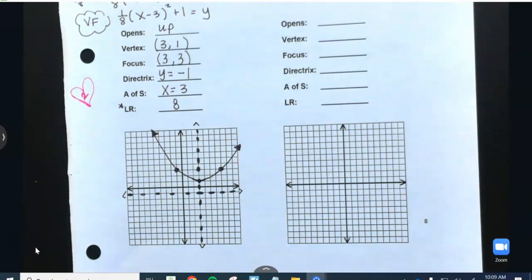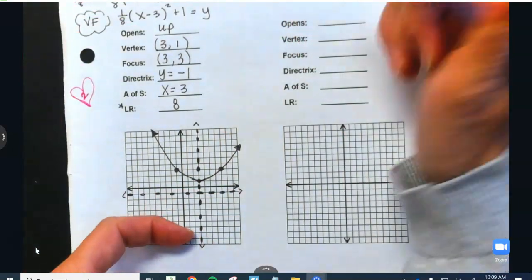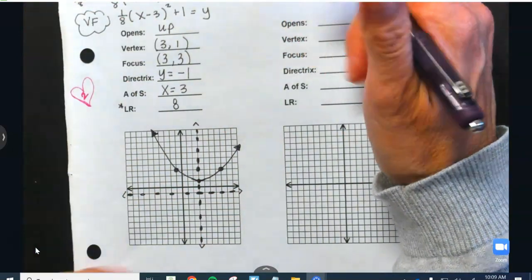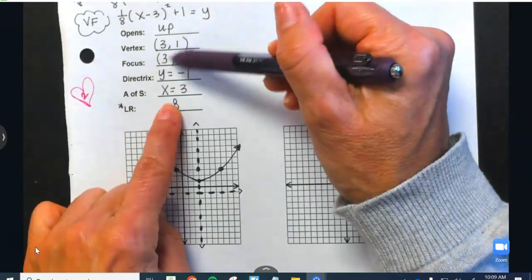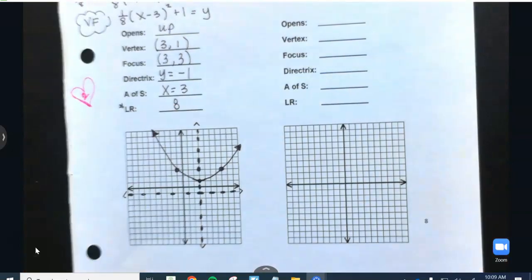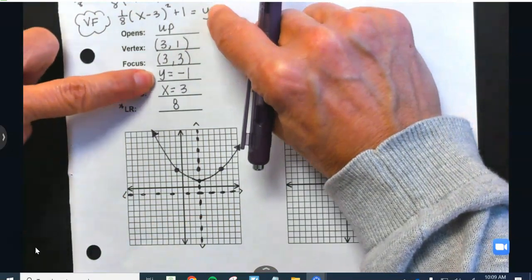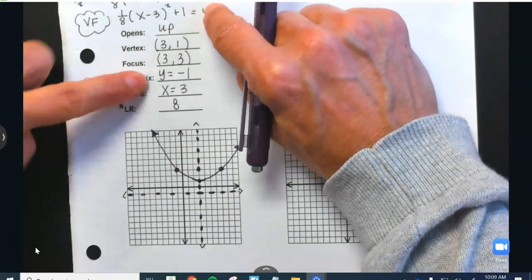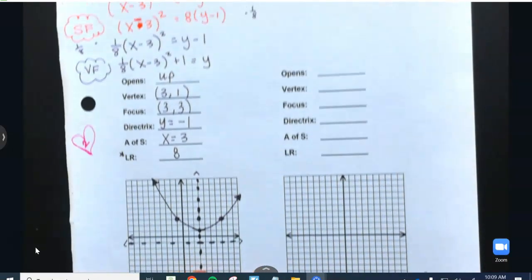And the reason why I'm bringing it up to you like that is because eventually you're not going to have a graph. You're going to have this information. So remember, the directrix is what's changing. The axis of symmetry is what is not changing. And whatever the equation starts with is the same thing as the directrix. Y equals, y equals. All right, let's go ahead and do number 2.